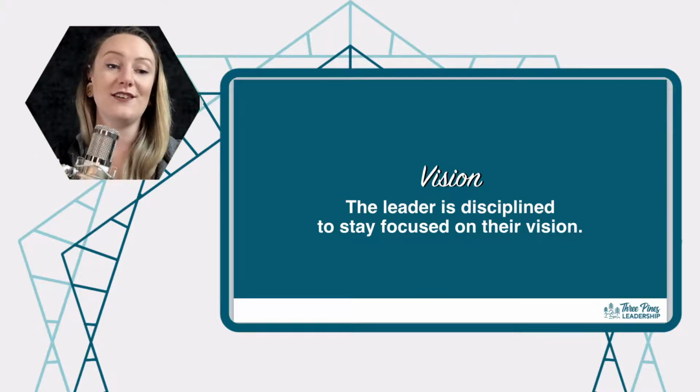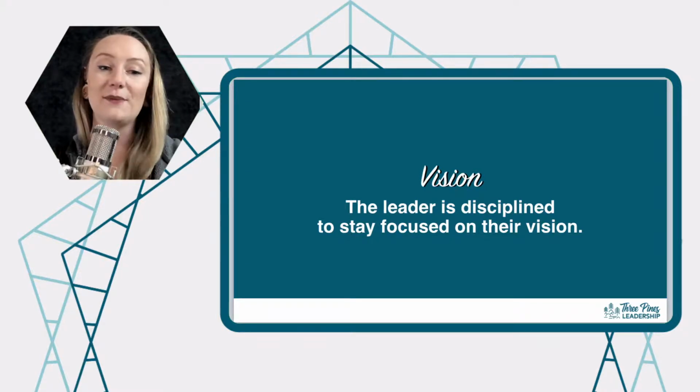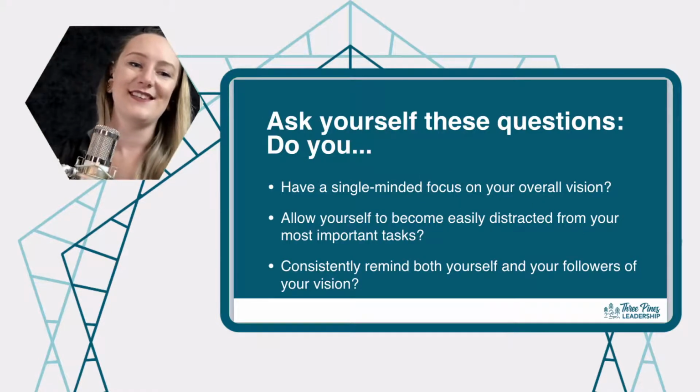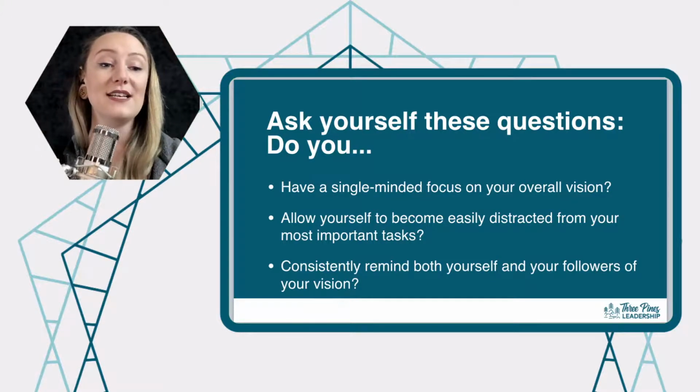Next, we have vision. The leader is disciplined to stay focused on their vision. They don't let other shiny objects distract them from their ultimate purpose and vision. They ensure that they and those who follow them stay laser focused on getting the right things done all the time. So ask yourself these questions. Do you have a single-minded focus on your overall vision? Do you allow yourself to become easily distracted from your most important tasks? And do you consistently remind yourself and your followers of your vision?